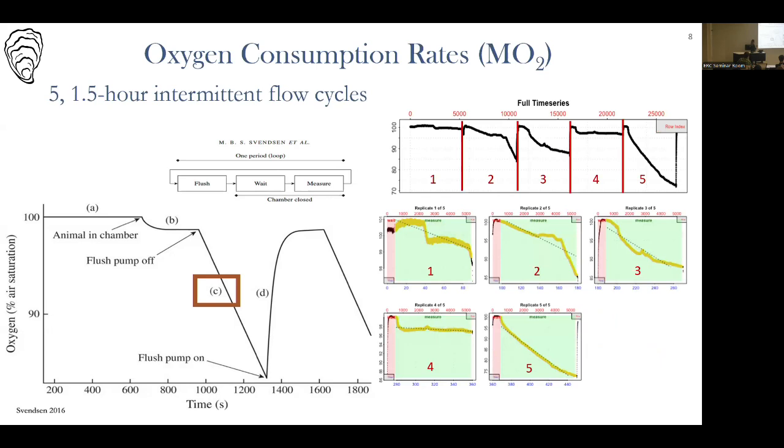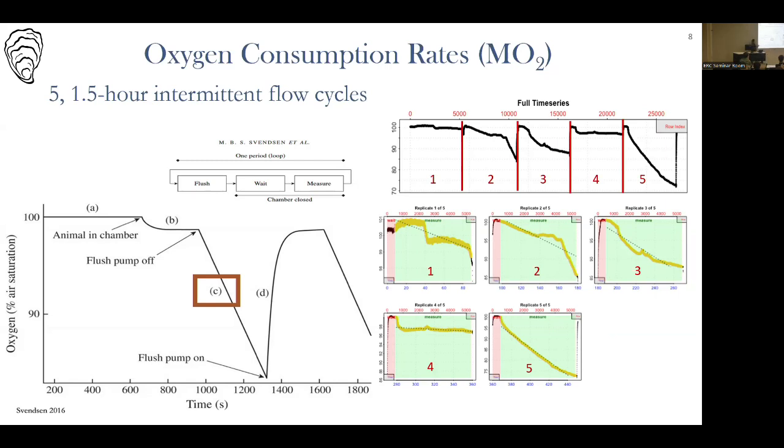So the oysters had 5 1.5-hour cycles. One cycle of the intermittent flow was an hour and a half. And the 5 cycles in the full time series up there sort of looked like that. You can see in the yellow below is the highlight of each of the oxygen consumption curves. And you can see that oxygen consumption curve 4 looks a lot different than oxygen consumption curve 5.